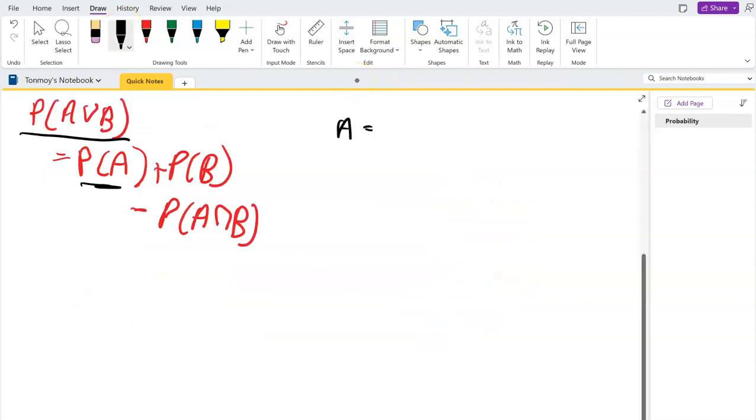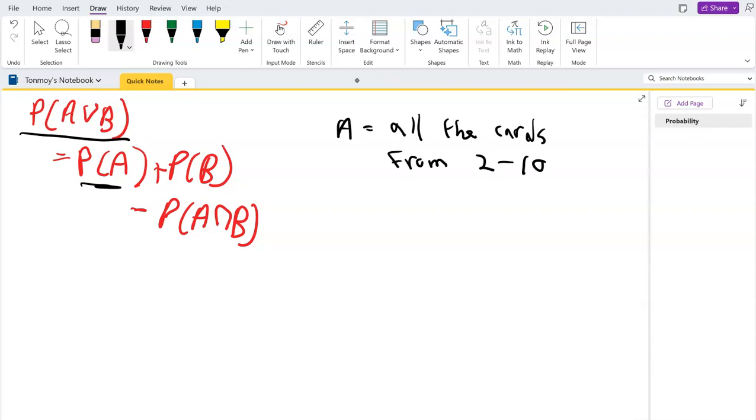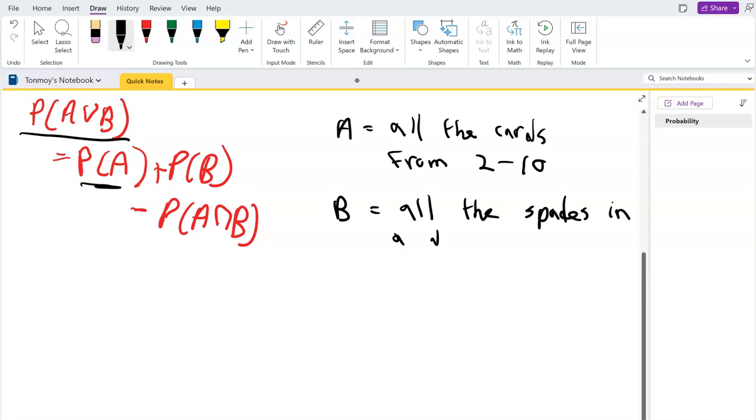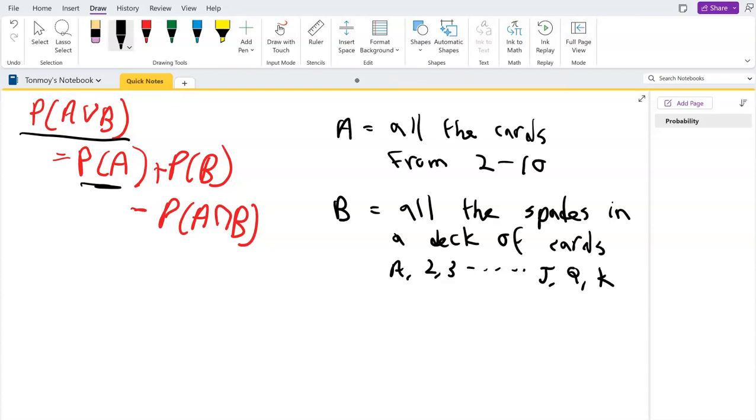Let's say A includes all the cards from 2 to 10, so all the cards that we have in a deck of cards between 2 and 10. And event B is basically all the spades in a deck of cards. So basically they would include Ace, 2, 3, and all the way to Jack, Queen, and King. So these are our cards. A has all the cards from 2 to 10, so we have 4 different suits. If we include all the cards, we have 9 cards, so we have 9 times 4, which is 36.